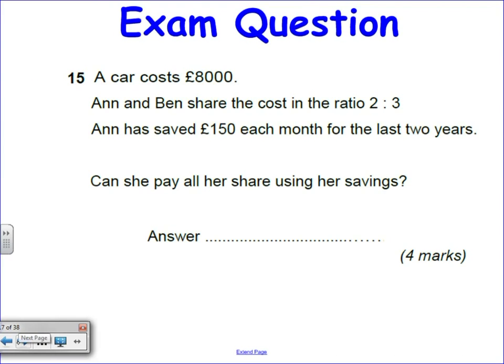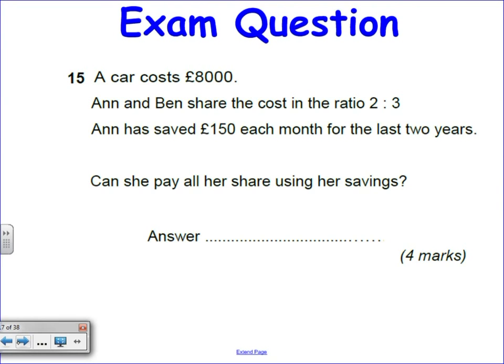Here's a question from an exam, and it's split into 2 parts. And it's 4 marks because the second part is a bit of maths that we did in week 1. So it says a car costs £8,000. Anne and Ben share the cost in the ratio of 2 to 3. Anne has saved £150 each month for the last 2 years. Can she pay all her share using her savings?